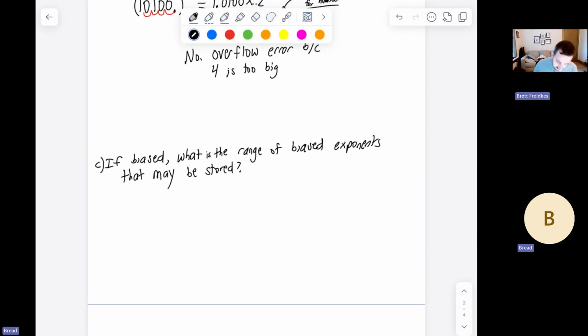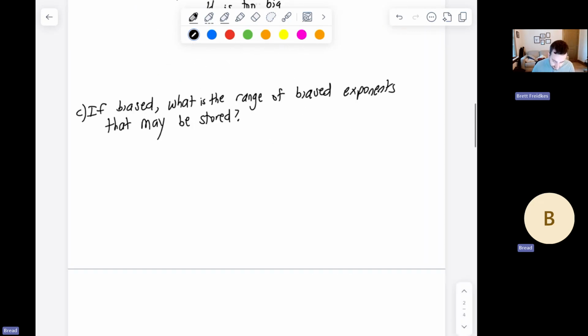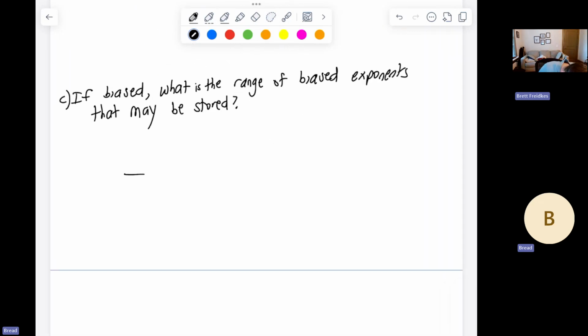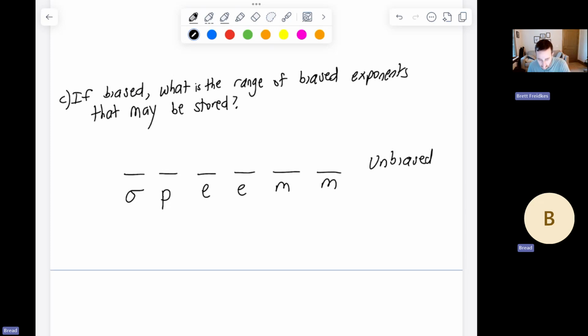It says, if biased, what is the range of biased exponents that may be stored? So let's look at our 6-bit system again. I said that the first bit was sigma, the second bit was P, then E, E, M, M. Again, this is the unbiased system, and we're interested to know what is the range of biased exponents that can be stored.